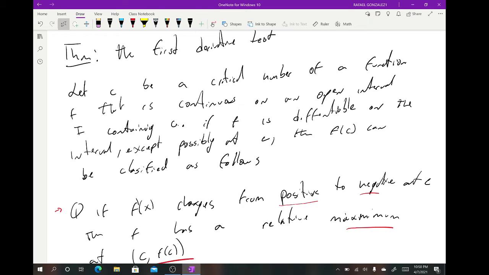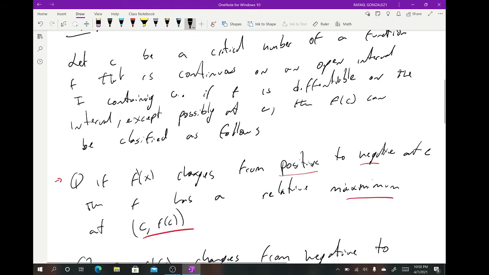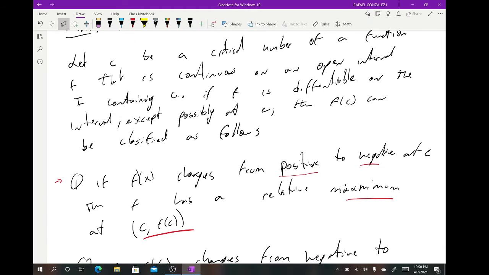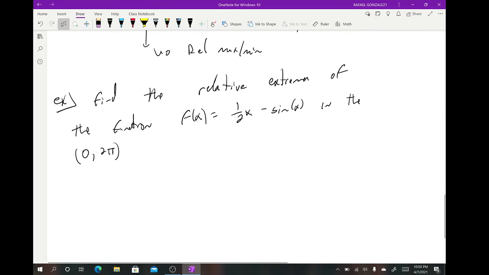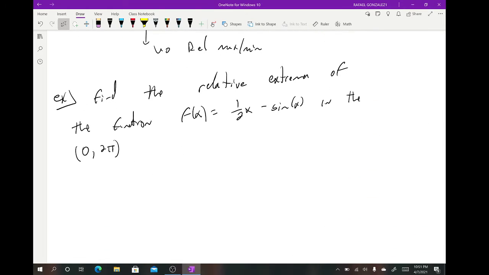Now, what needs to be true? Well, first of all, we need to have a function that is continuous on an open interval containing c. We also need that function to be differentiable on that interval. Well, let's look at the function 1/2 x minus sine of x. This is not a polynomial function. However, this is a composition of two continuous functions.